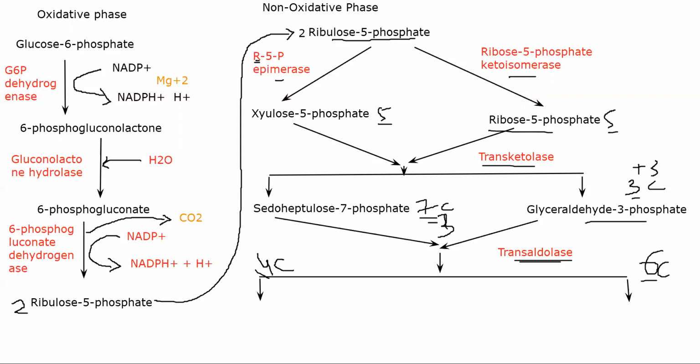What you end up with is fructose 6-phosphate, let me draw it this way. You end up with fructose 6 phosphate, and here you have erythrose 4 phosphate. That is the reaction. Here you are getting a 4 carbon molecule, here you get a 6 carbon molecule.